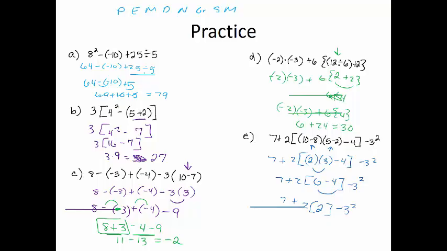Okay, now we're done with all of our enclosures, so no more parentheses. Now we do our exponent next. So we're going to do -9. We have 7 plus, I'll just write it as 2 times 2 for now still. Now we'll do our 2 times 2, which is 4. Now we would group our positives and negatives together, which we already have. So 7 plus 4 is 11. Take away 9, which is 2.